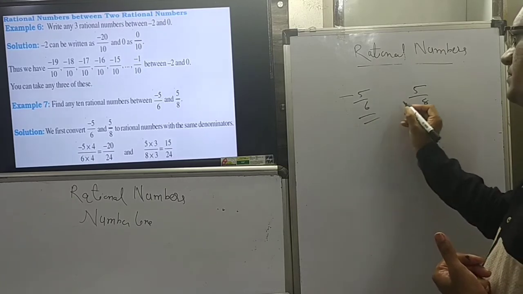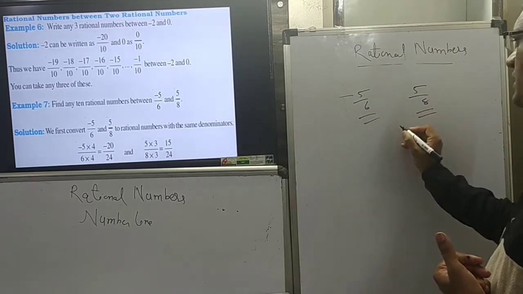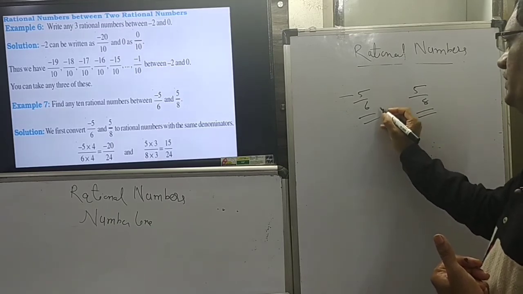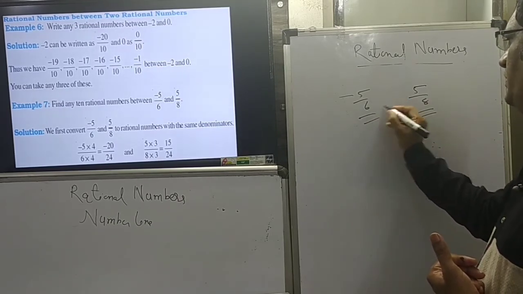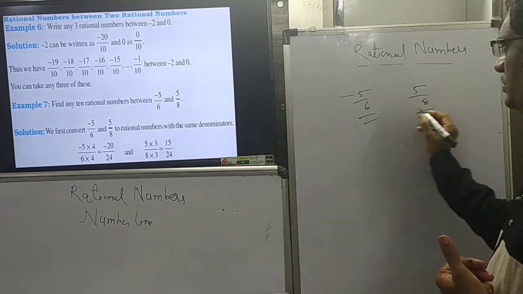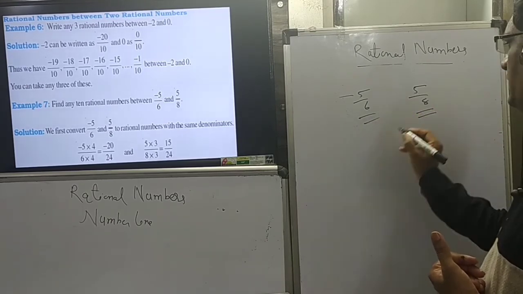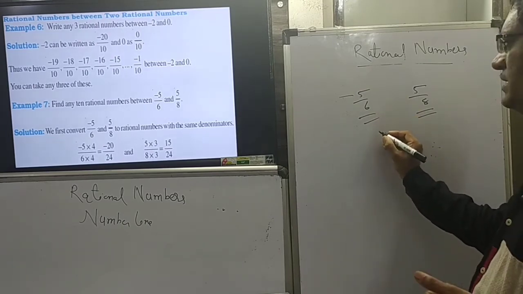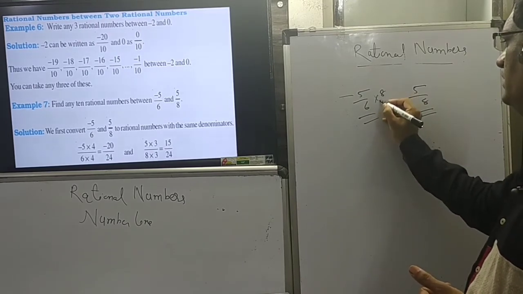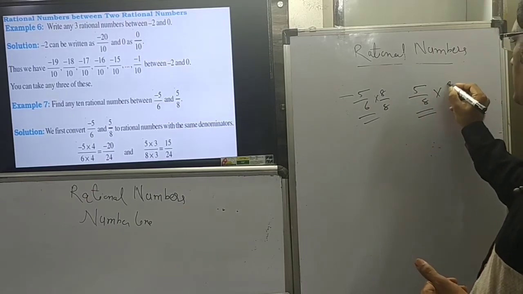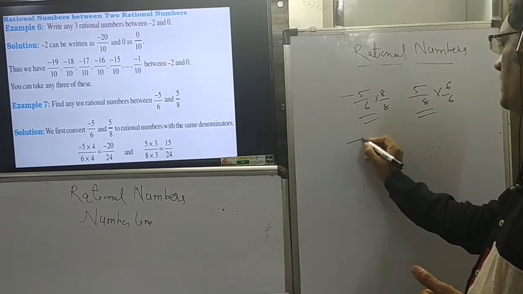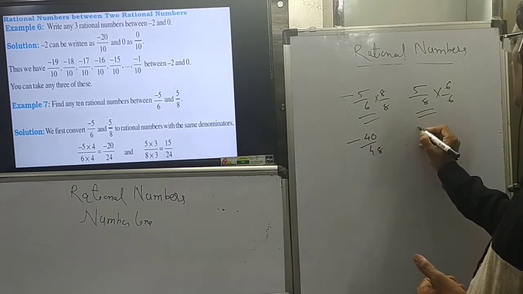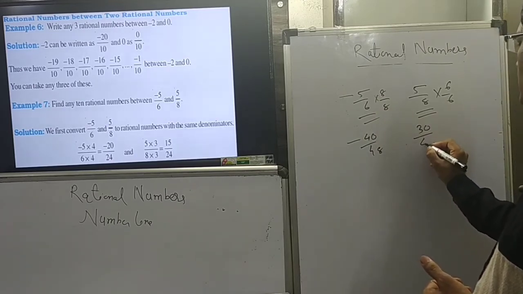Now minus 5 by 6 and 5 by 8. First of all, what we do? We find the LCM of these two. LCM of these two is 24, or let us say 48. Then it is 8 by 8 and 6 by 6. Then it is minus 40 by 48 and 30 by 48.